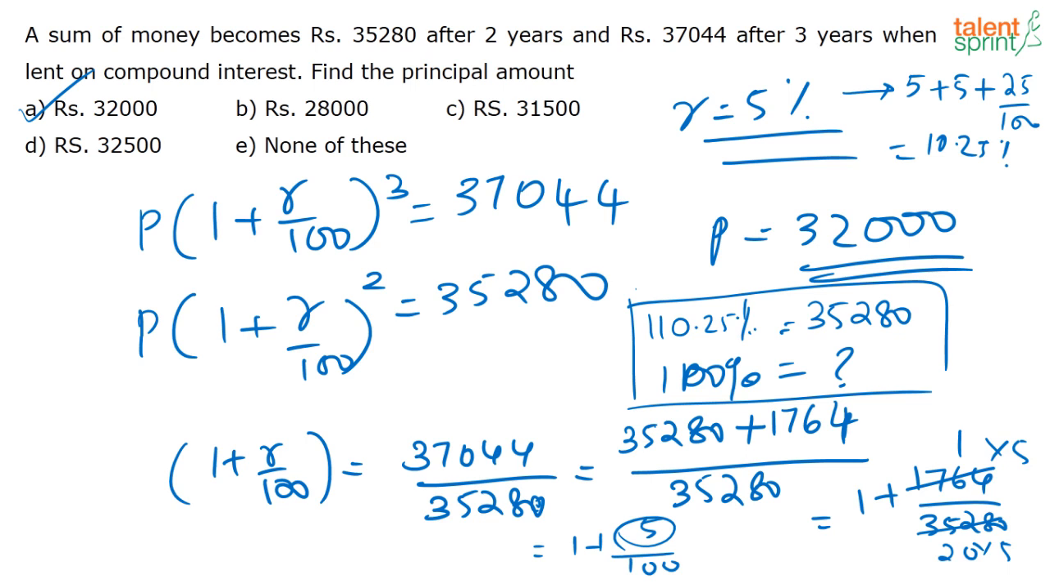Clear, okay. I hope it was clear. In this question also I knew that we had to divide these two equations. It comes with practice. So here we know for 3 years this is the value, for 2 years this is the value. So 37044 divided by 35280. The way I simplified it was, I converted the numerator to the same form as 1 plus R by 100, and I got the percentage. After I got the percentage, you can find the value of P. So yes, it's clear. Let's move on to the next question.